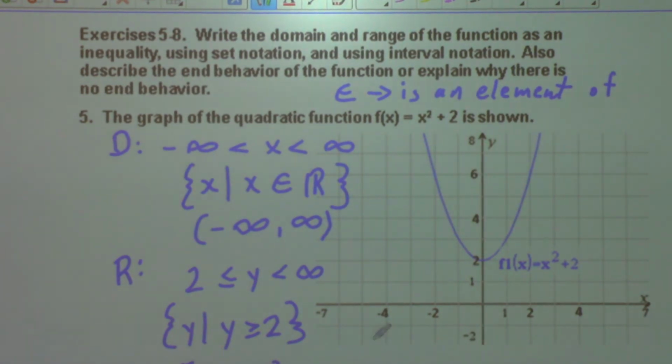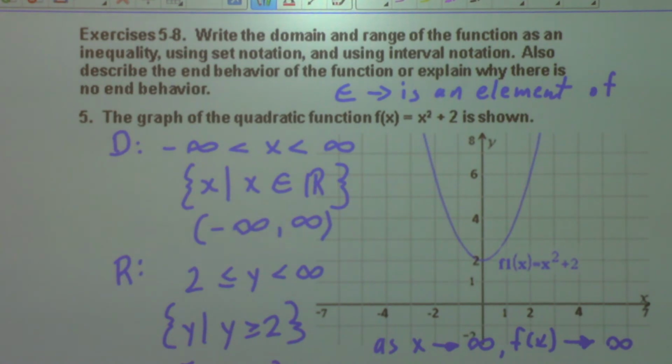Now we're going to do the end behavior. As x approaches infinity, f of x approaches, as x goes toward infinity, what does f of x go toward? Infinity also, okay, Siggy, exactly right.